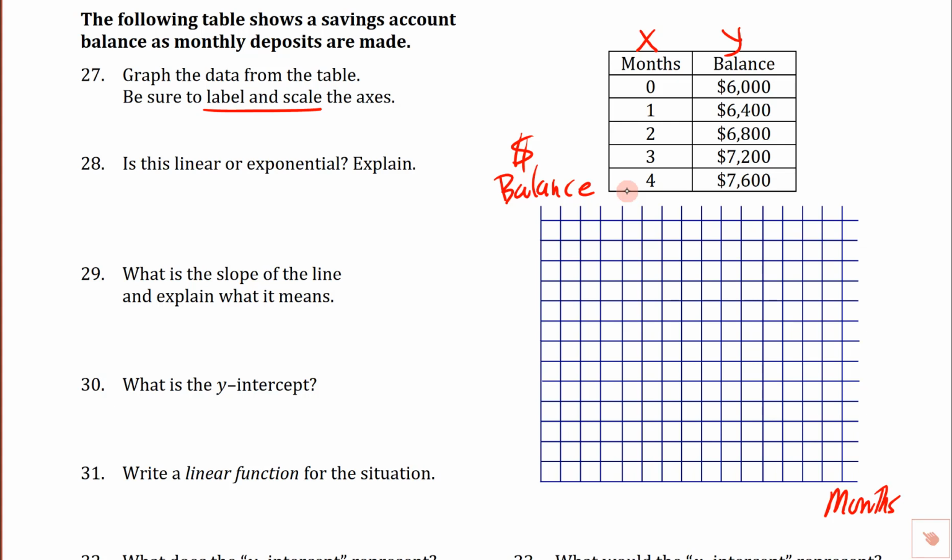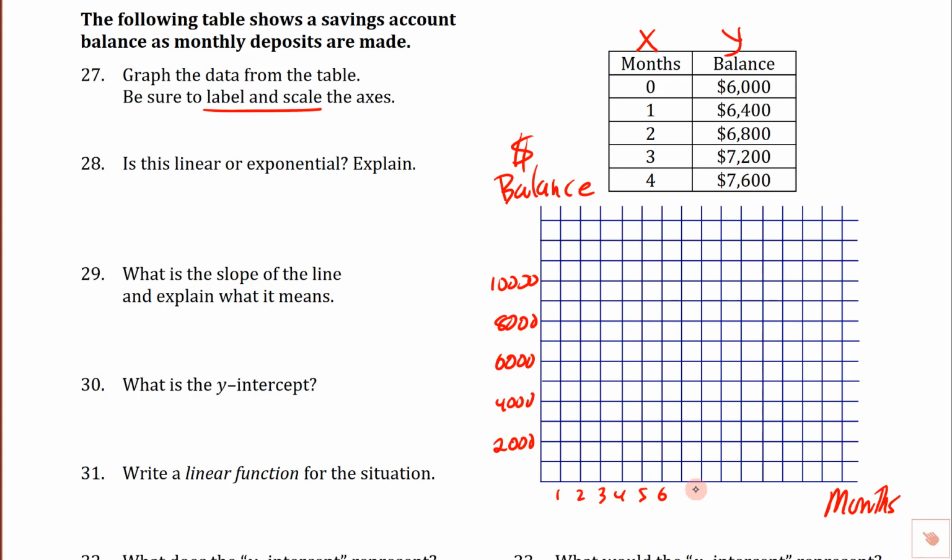So let's maybe try 1,000. So this would be 1,000 and then 2,000 and then 3,000. This would be 4,000 and then 5,000, 6,000, 7,000, 8,000. And then this would be 10,000 up here. Okay, so that's going to work out right there. And then in months, I think we can go ahead and just count these in ones. So this would be 0, then 1, 2, 3, 4, 5, 6, and so forth.